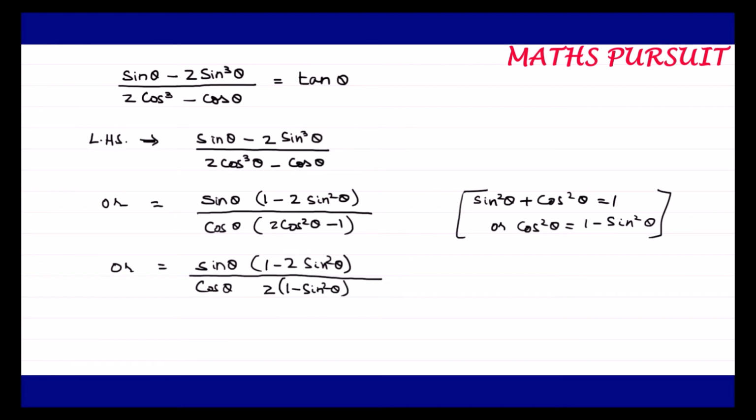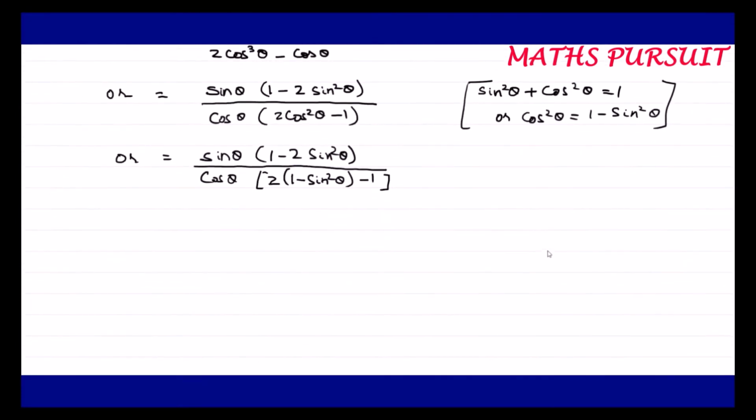So this is how it will look if I replace 2 cos square theta with 1 minus sin square theta. We need to be very careful here and no need to get confused. I just replaced cos square theta with 1 minus sin square theta. So 2 remained as it is.